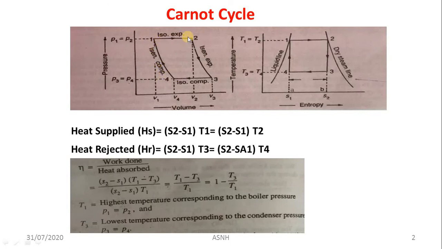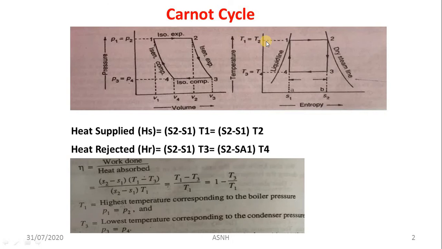The process 1-2 indicates constant temperature heat addition process. Now the second process, process 2-3, is an isentropic expansion process. Process 3-4 is an isothermal compression process where heat is rejected. Now the fourth process is process 4-1. The name of this particular process is isentropic compression.